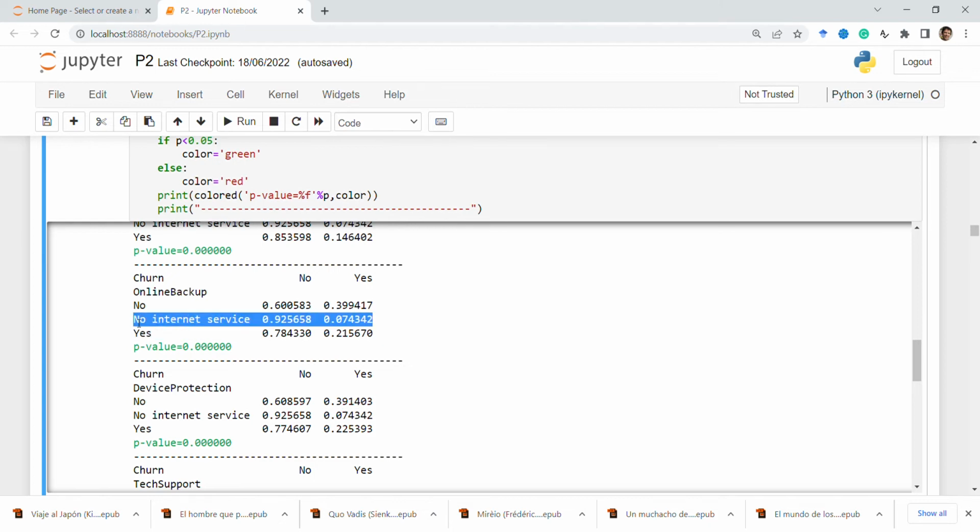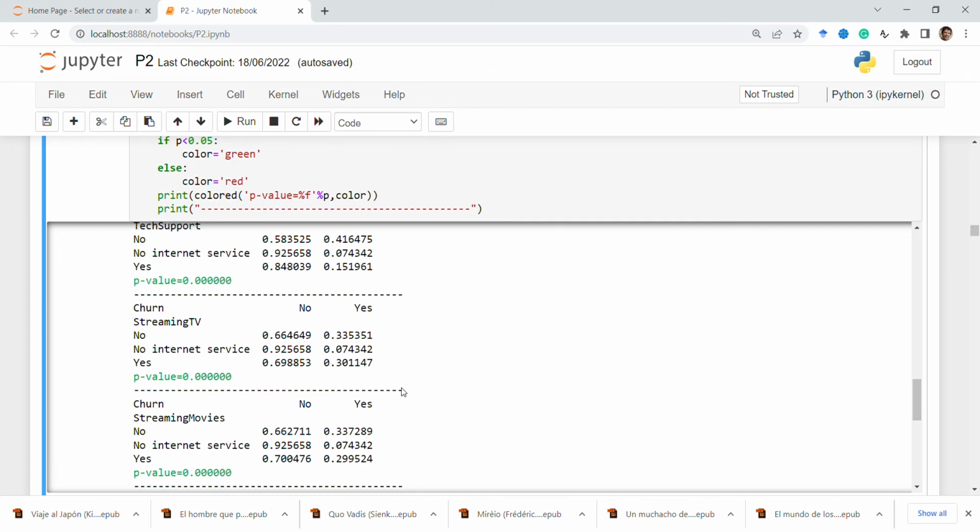you have one of these services, it is less likely that you leave the company, unless you don't have internet service. So it seems that this company has two kinds of services. One that is just a plain phone that they pay about $18 per month, and then those people with the internet. And those people with internet, the senior people tend to leave, and the people having more services, they tend to stay in the company. So that is the general message.